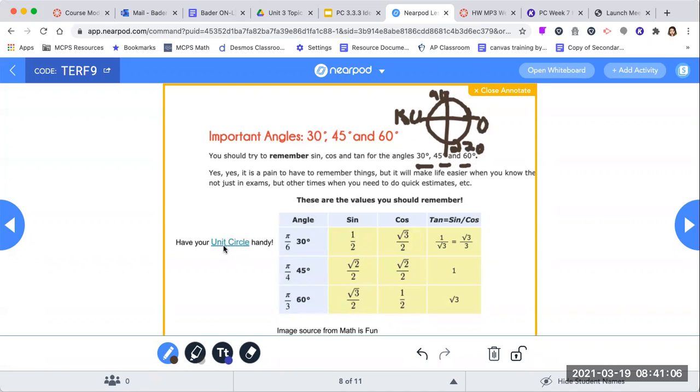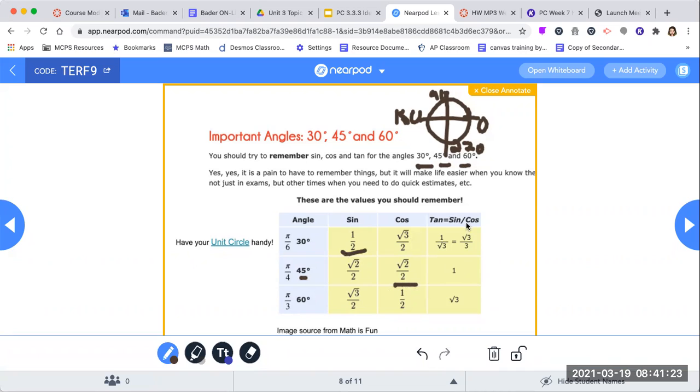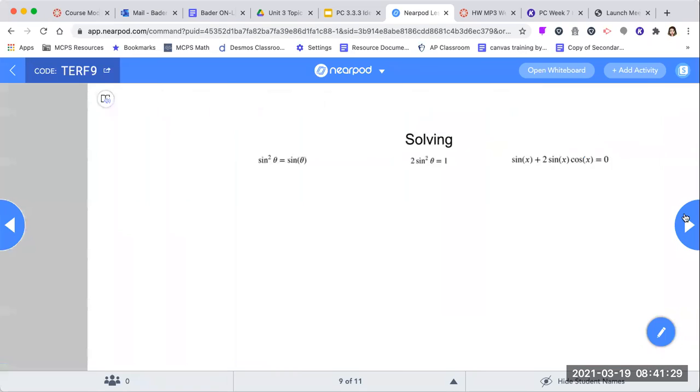It's good to have your unit circle handy. There's a link to this in the slides. Or if you have your own unit circle you like to use for these, it's just eventually you really want to get familiar with kind of having it be automatic. Sine of pi over 6 is 1/2. Cosine of 45 degrees is root 2 over 2. You really want to have these really automatic. It's going to help you find the correct answers to these.